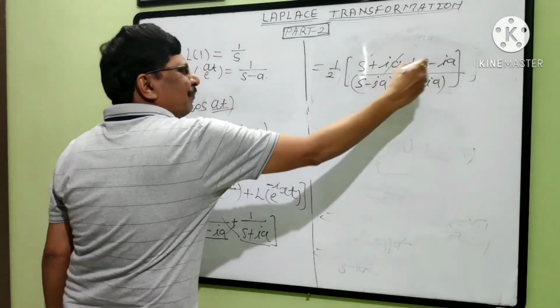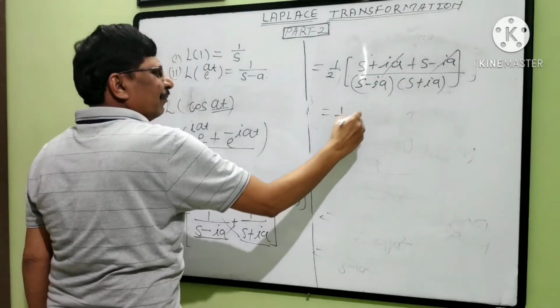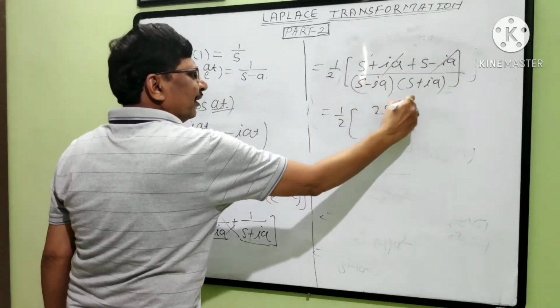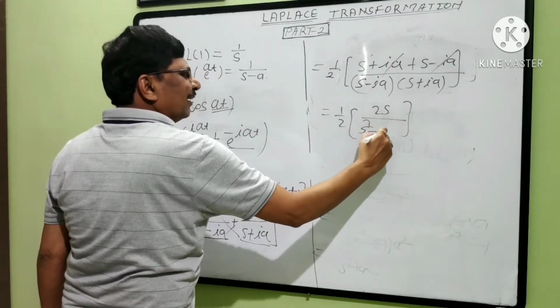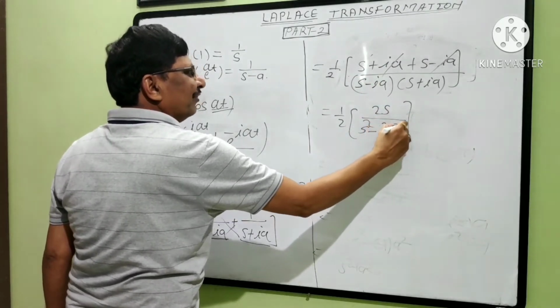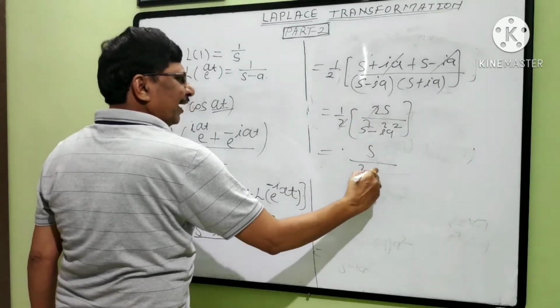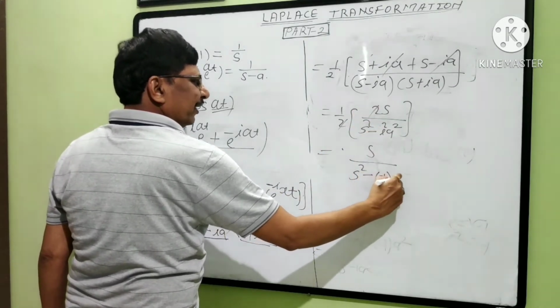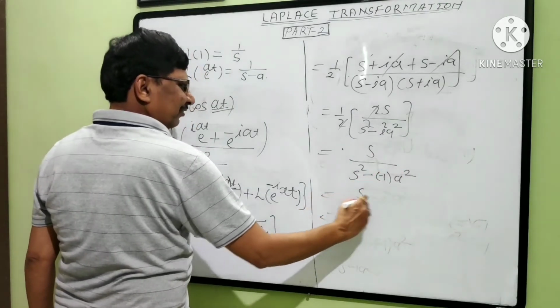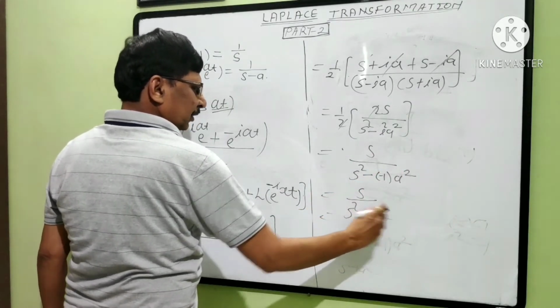Now here I minus I will get cancelled. 1 by 2, s plus s is 2s, and again here s square minus I a whole square means I square a square. Therefore 2 will get cancelled. S upon s square minus 1 into a square. I square means minus 1. S upon s square plus a square. That is the answer.